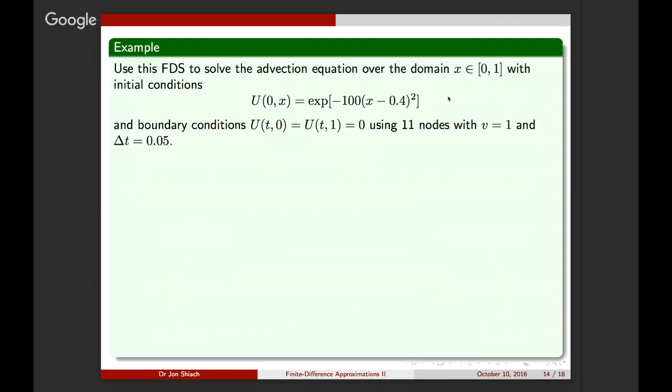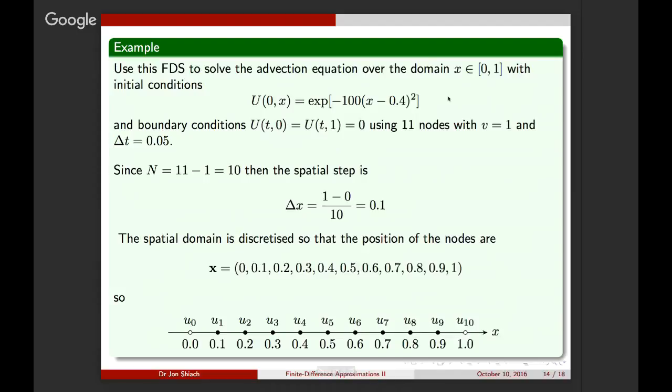First things first, discretize the domain. I need to calculate the spatial step. That's b minus a over n, or n minus 1, sorry. I'm using 11 nodes, but remember the node numbering: n is 1 less than the number of nodes. So b minus a over n gives me a spatial step of 0.1. Therefore, my x coordinates start at 0, going up in steps of 0.1, finishing at 1.